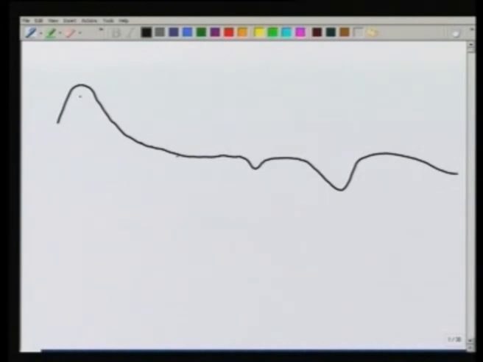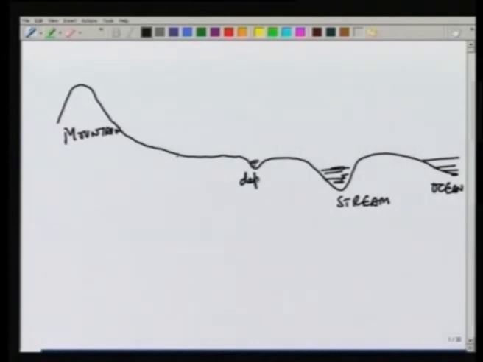And let us say we have these hilly areas, so mountains here, then we have some streams, and we have the ocean here. There may be some small depressions on the ground surface. There will be some trees, other vegetation. There may be some buildings.